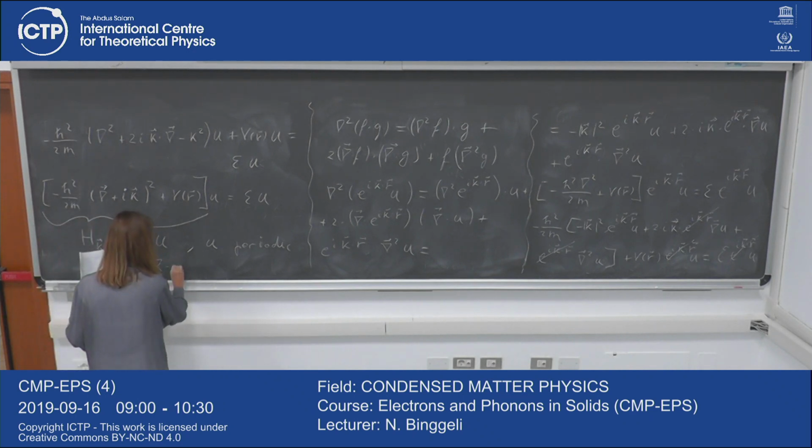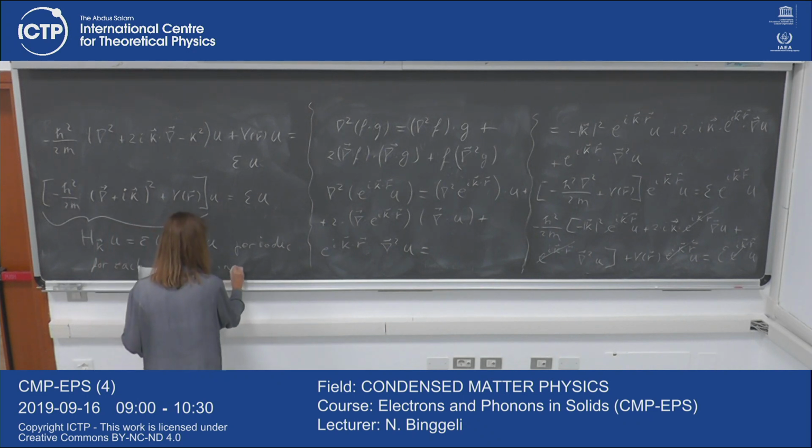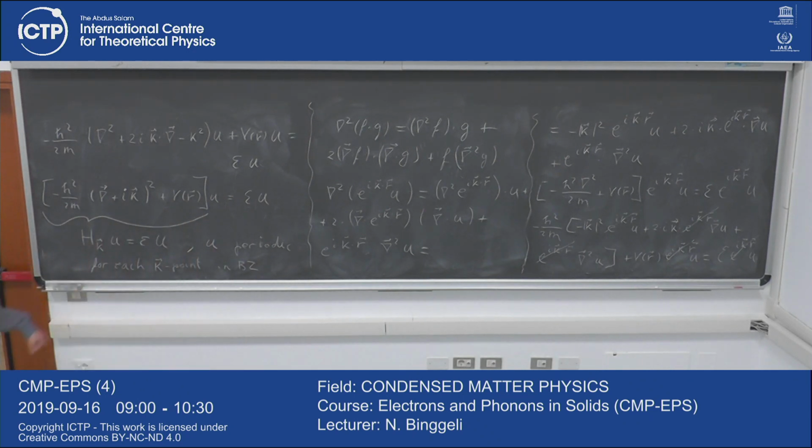For each k point inside the Brillouin zone. So for a fixed k that we choose inside the Brillouin zone, we should solve this inside the unit cell with periodic boundary condition. Okay?